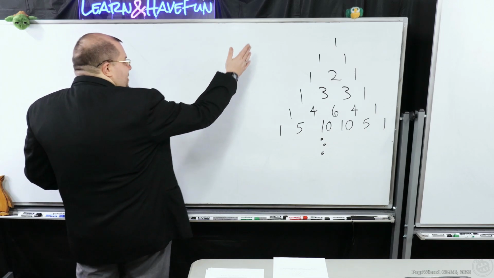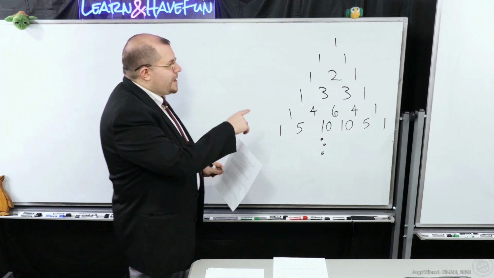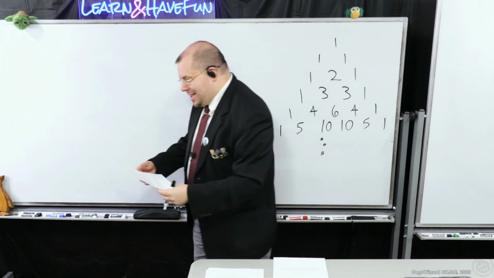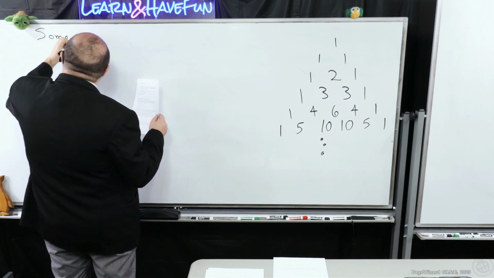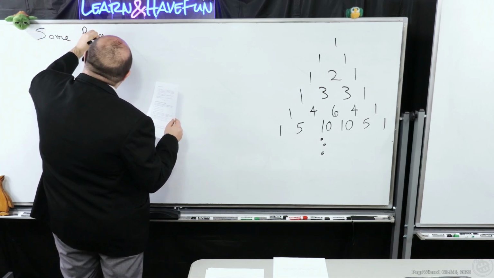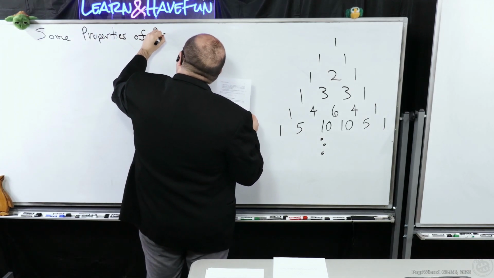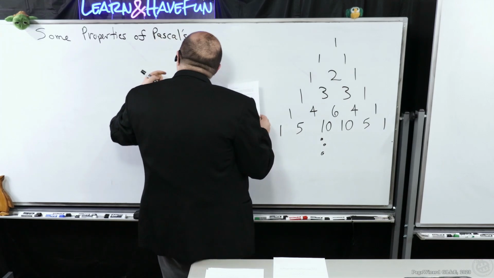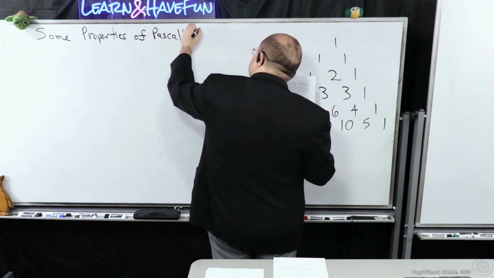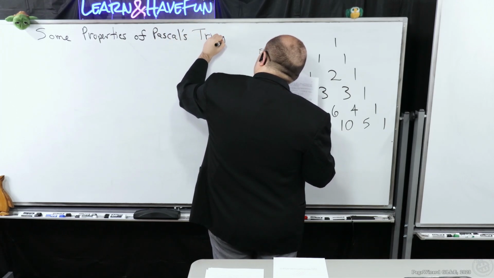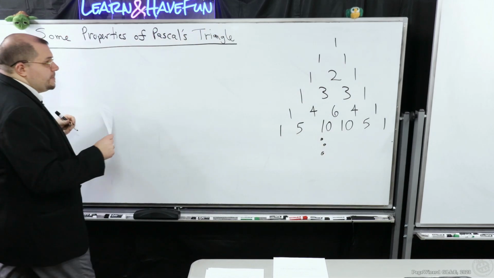So just for context, I drew the triangle here, not left aligned. It'll be a helpful aid for discussion here. So we're going to talk about some properties. By no means is this a complete list. We're going to talk about some properties of Pascal's triangle. And if you're curious more about some of these more delicate details, let me know.